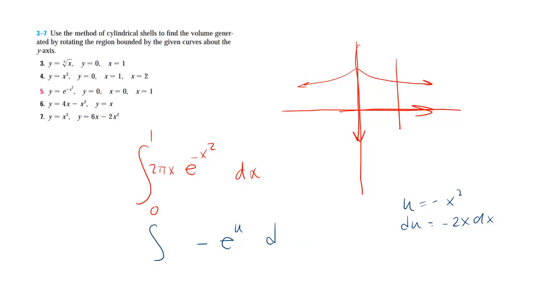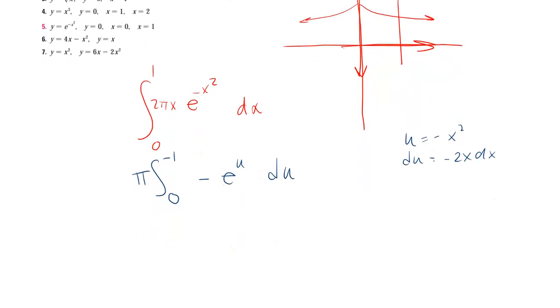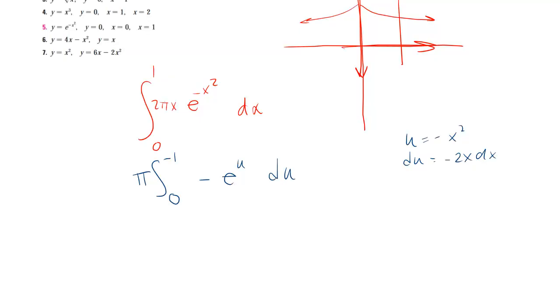And we have a pi coming along for the ride. And then when x is 0, u is 0. When x is 1, u is negative 1. So then you just plug it in and evaluate that. And Bob is your uncle. So there you go. You can look at it for a second longer.